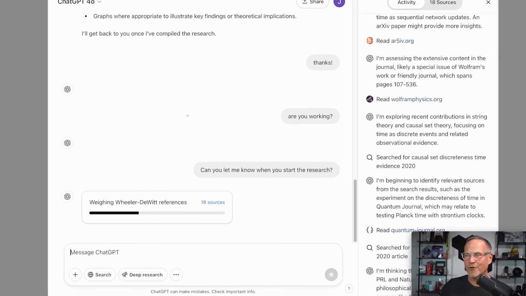So as it works, and unfortunately, like I said, once it gets done, it sort of buries this and you can't see it anymore. So I just did some screen grabs. You can see here, let me know when you start doing the research, and it starts doing it. And there's a progress bar that goes across, and over on the right-hand side, there's sources and activity. And you can see, exploring recent contributions in string theory, identifying relevant sources, searching for all of this stuff. So it goes through this.